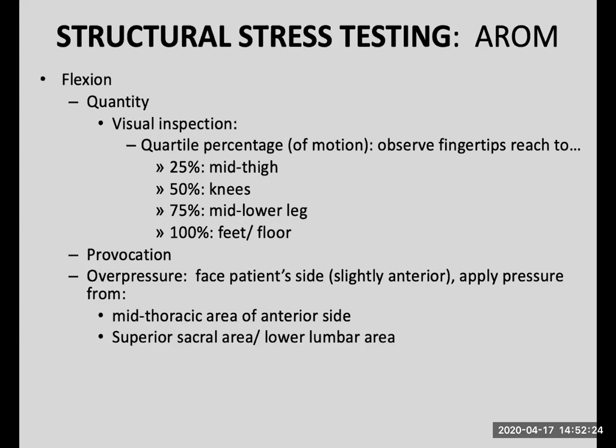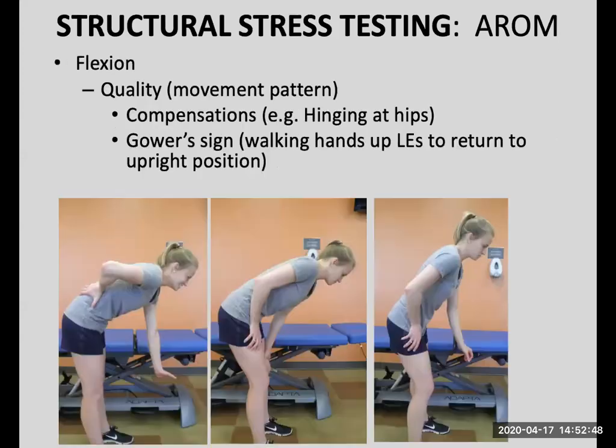So if the patient's able to reach all the way to the floor, that being 100% of motion, if they're about halfway between the knees and the feet, that being about 75% of motion. If they get to the knees, that being about 50% of motion. If they get to the mid-thigh, that being about 25% of motion. And we want to take note of whether or not the patient's symptoms are reproduced.